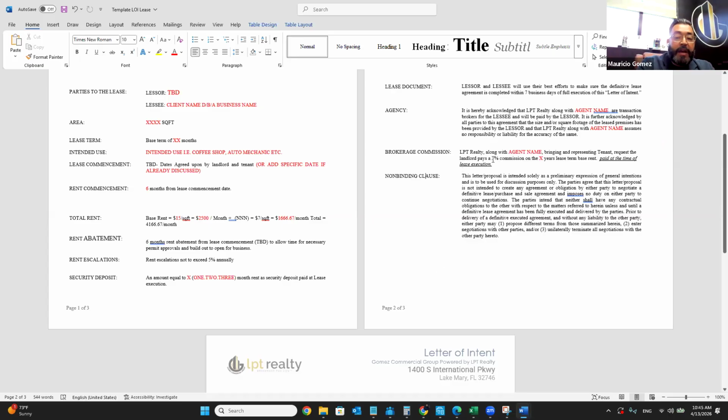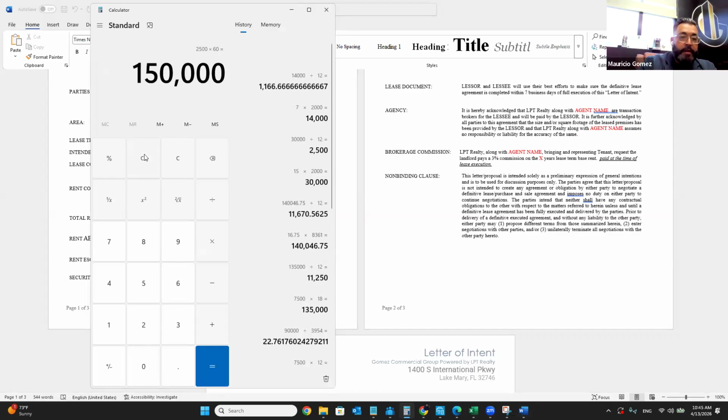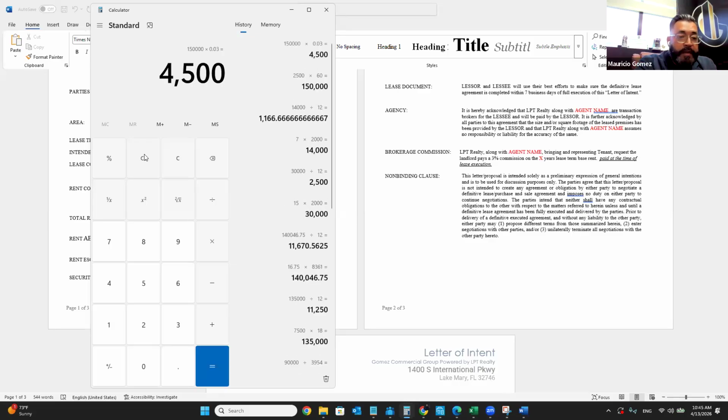And it is 3% of the lease term's base rent. You're not getting paid on the full rental amount. Remember, we went over the rental amounts here, where you have your base rent, you have your triple nets, and you have your CAMs, right? You're only getting paid on the base rent full term amount. So to do the example, let's say the 2,500 is the base rent, and they are doing a 5-year term, which is 60 months. You're going to get paid typically 3% on 150,000, which is about $4,500. Okay.